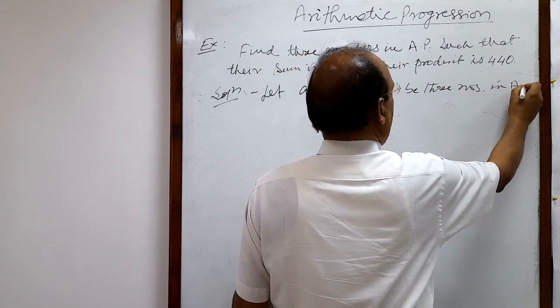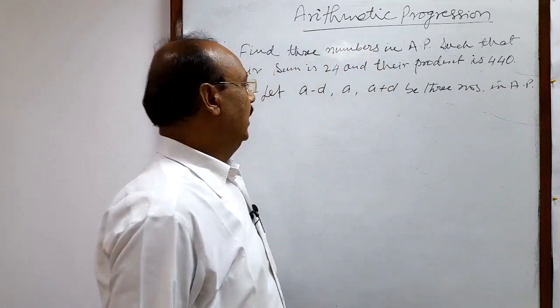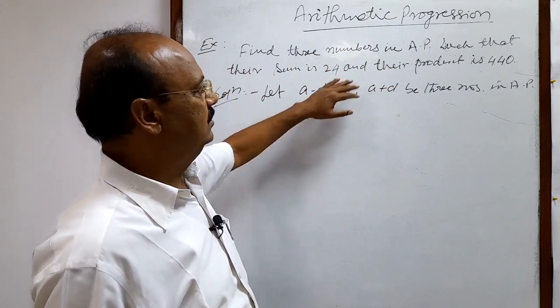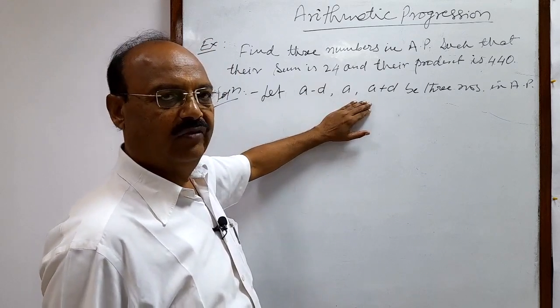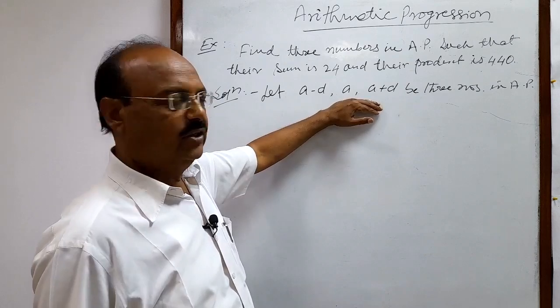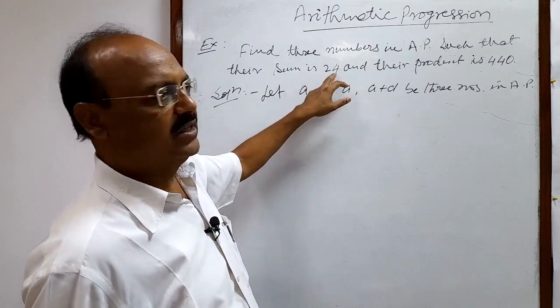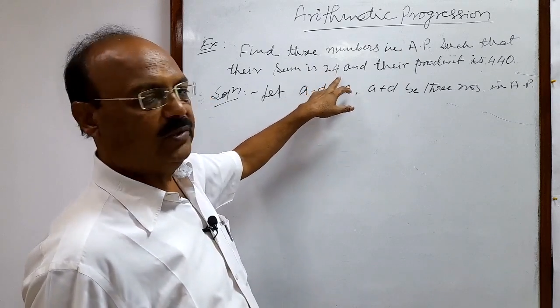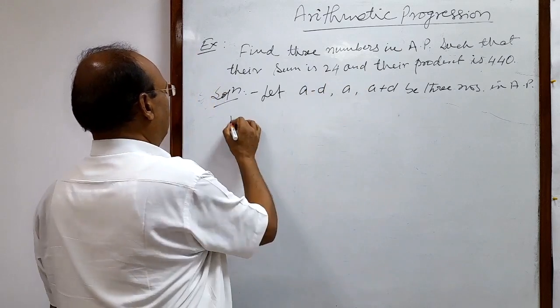in AP. Correct? And what is the benefit of taking three numbers in this form? We can understand it very easily, and we generally take this format when the sum of three numbers is given. Here the sum of three numbers is how much? 24.